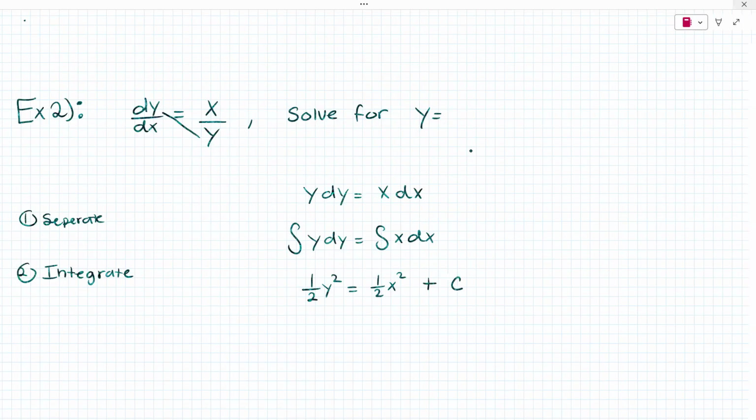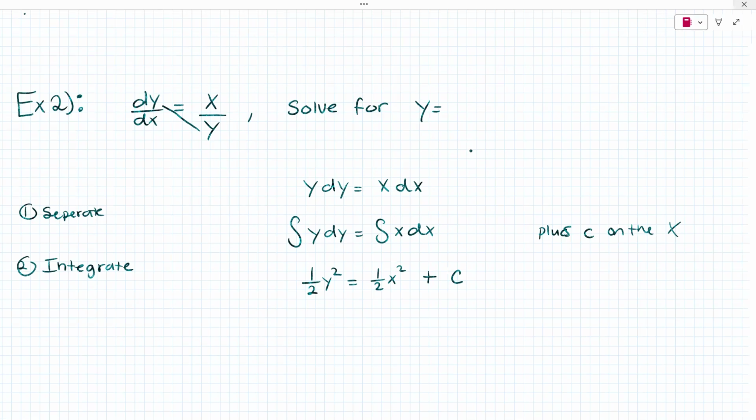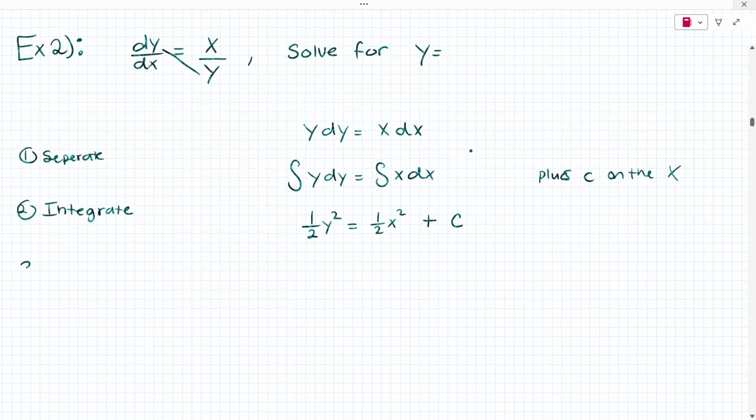Now, I forgot to tell you one more important thing about the c's. On the left, you actually could have added plus c. Actually, on both sides you could have added a plus c, but you only need one c. And usually you add the plus c on the x side. You could have just done it on the y, but then you would have to move it, which is just more work. So you just have to remember, if you don't have an initial value, your plus c is always next to the x on the x side. Okay, and then step 3, solve for c.